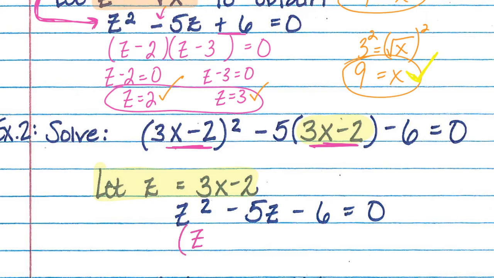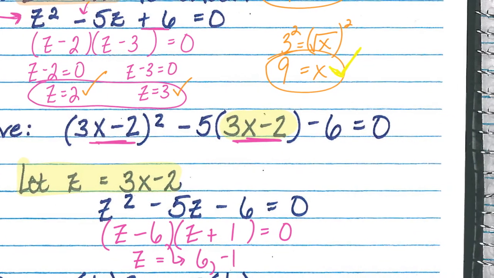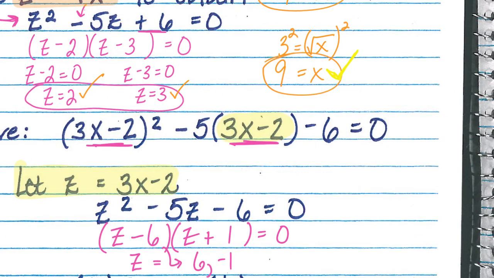So we have z and z. What are the factors of negative 6 that add up to be negative 5? That'd be negative 6 and positive 1. So in this case, z is equal to 6 and negative 1. But hey, I'm not solving for z, right? I'm solving for x. So we have to plug back in here.